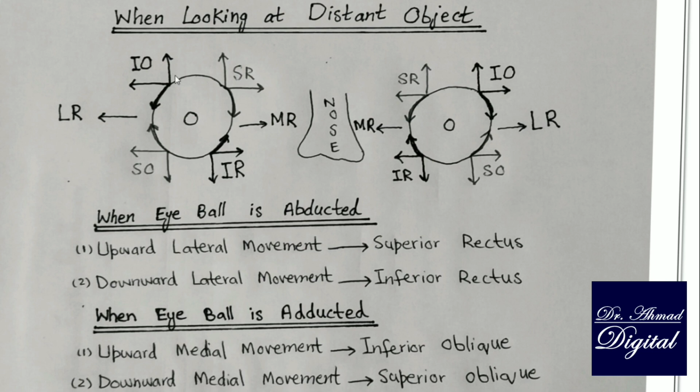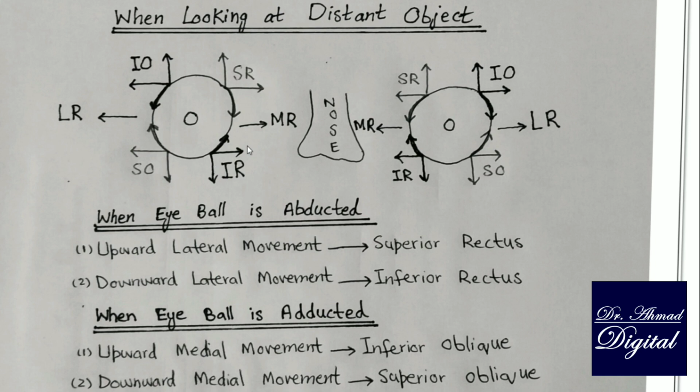You have to swap SR with IO, meaning superior rectus will be swapped by inferior oblique, and superior oblique will be swapped by inferior rectus. Okay, so when the eyeball is abducted, upward lateral movement will be caused by superior rectus, and inferior rectus will be responsible for the downward lateral movement. And when the eyeball is adducted, upward medial movement will be caused by inferior oblique, and downward medial movement will be caused by superior oblique. So just keep it very simple and easy.